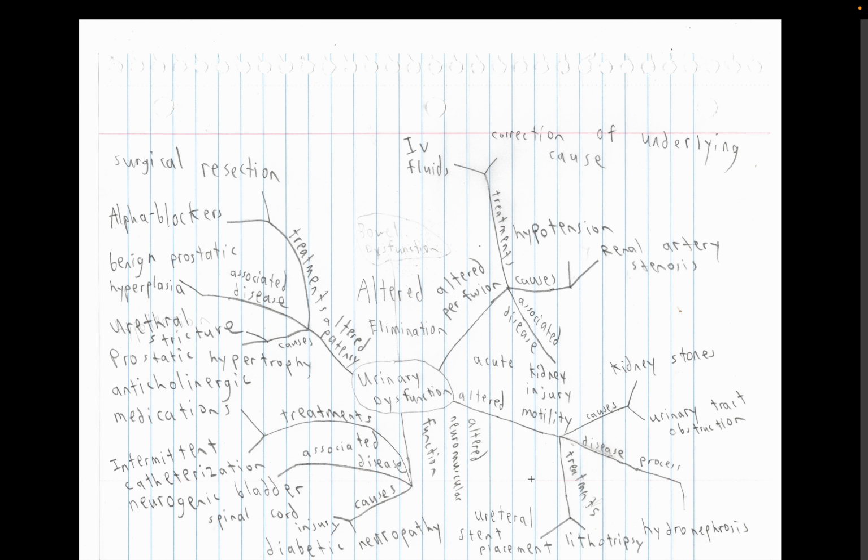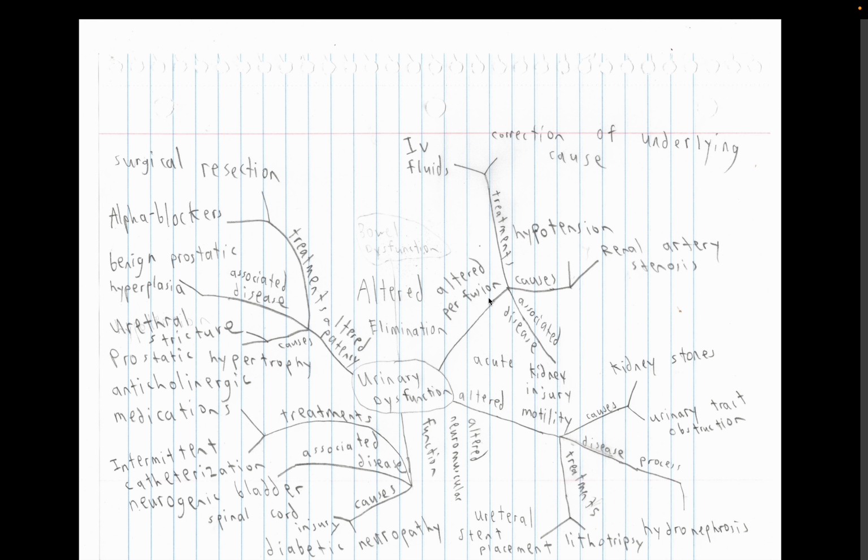As I worked on my concept map for elimination dysfunction, I started by focusing on urinary dysfunction. And by the way, I realized how interconnected everything is. One of the more challenging areas was organizing the differences between the four main mechanisms of motility, neuromuscular function, altered patency, and altered perfusion, and figuring out which diseases fit under each.